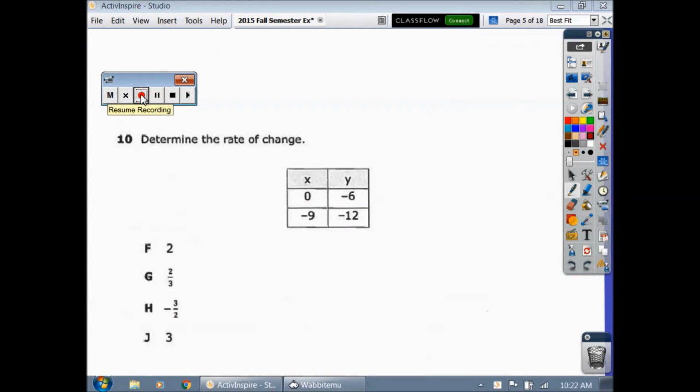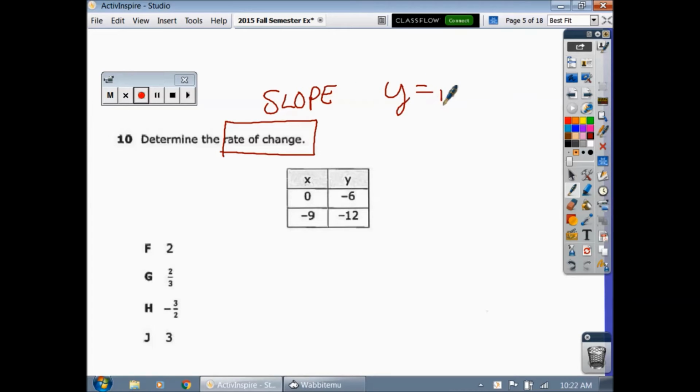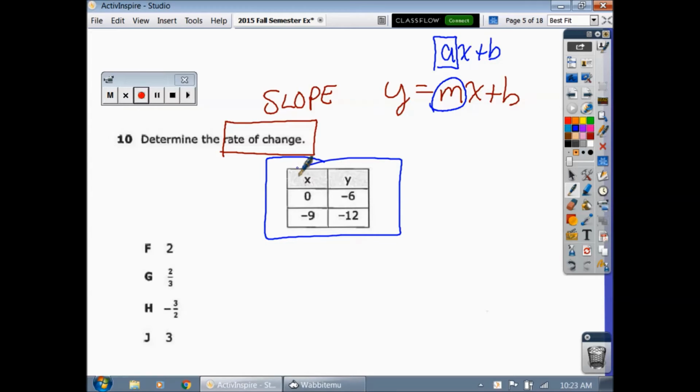Number 10, determine the rate of change. Rate of change, that's a fancy way of saying what is the slope. So if I think in terms of y equals mx plus b, we want to know what this guy right here is. Well, if I think back to the calculator language, what the calculator uses is ax plus b, and there's something we can do to calculate the slope if they give me points in a table, or if they give me the data.